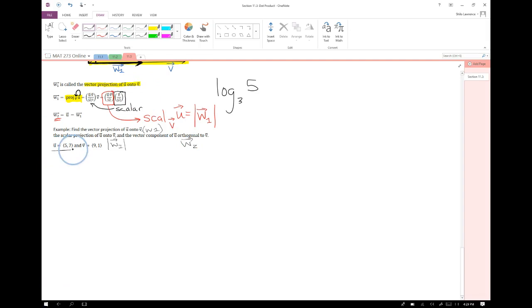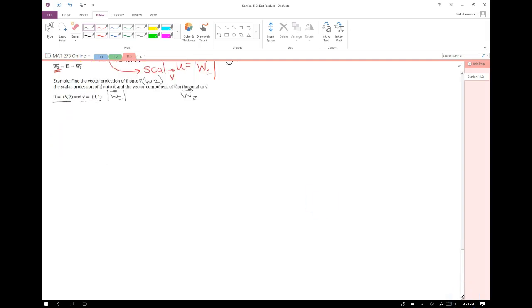Vector u in this example is going to have components 5, 7, and vector v is going to have components 9, 1. And I tried to keep this first example fairly simple so that we can draw it, kind of like the diagram I gave you earlier, and see if everything's matching up with what we think it should be. So I'm going to start by drawing these two vectors. u is 5, 7, v is 9, 1.